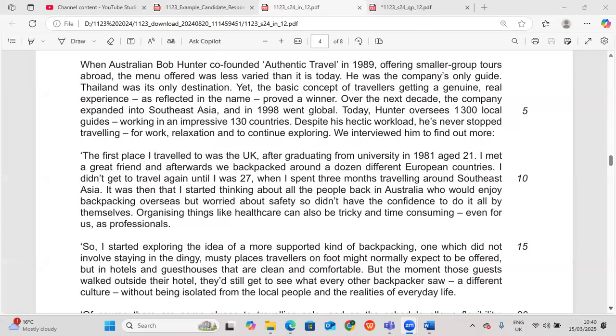Okay. So the summary question is: why would an authentic travel company appeal to people? Why would people book Bob Hunter's travel company for holidays? Okay, so you have to make points about that. Just 10 to 12 points, please. Those points should be made in your own words.